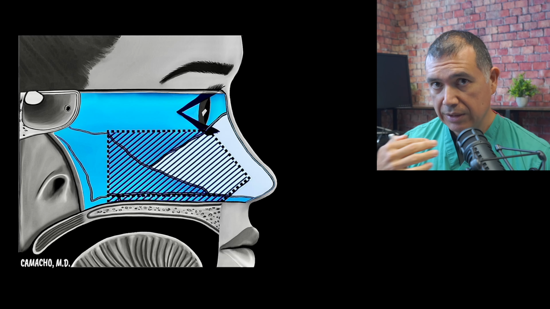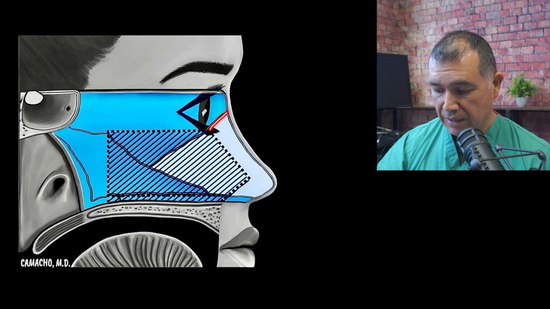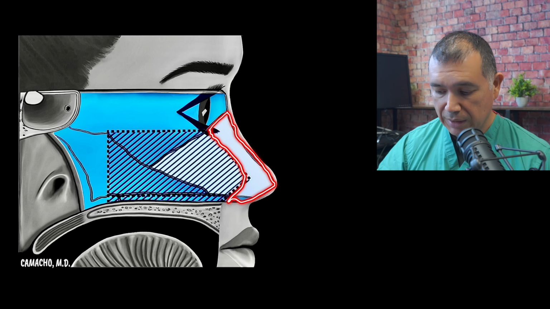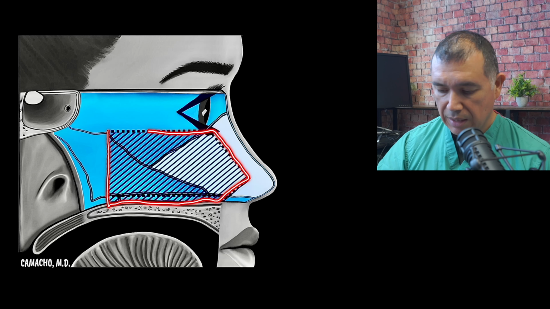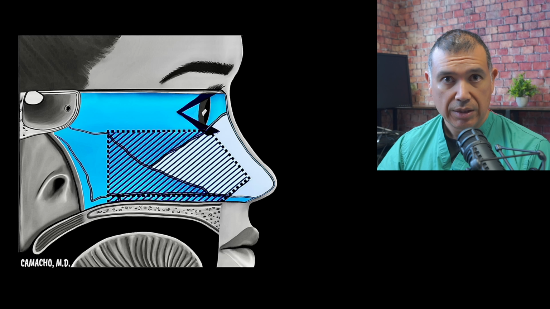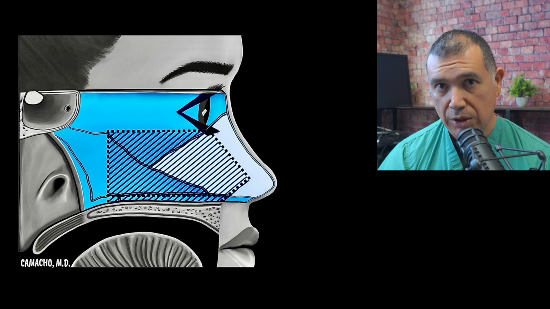Again, the main difference for me is if this L strut, the front part of the nose, is involved, I do a septorhinoplasty. If it's not involved and the deviation is in this area, then I will generally offer the patient a septoplasty alone. Each patient is different, so make sure to ask your surgeon what's right for you.